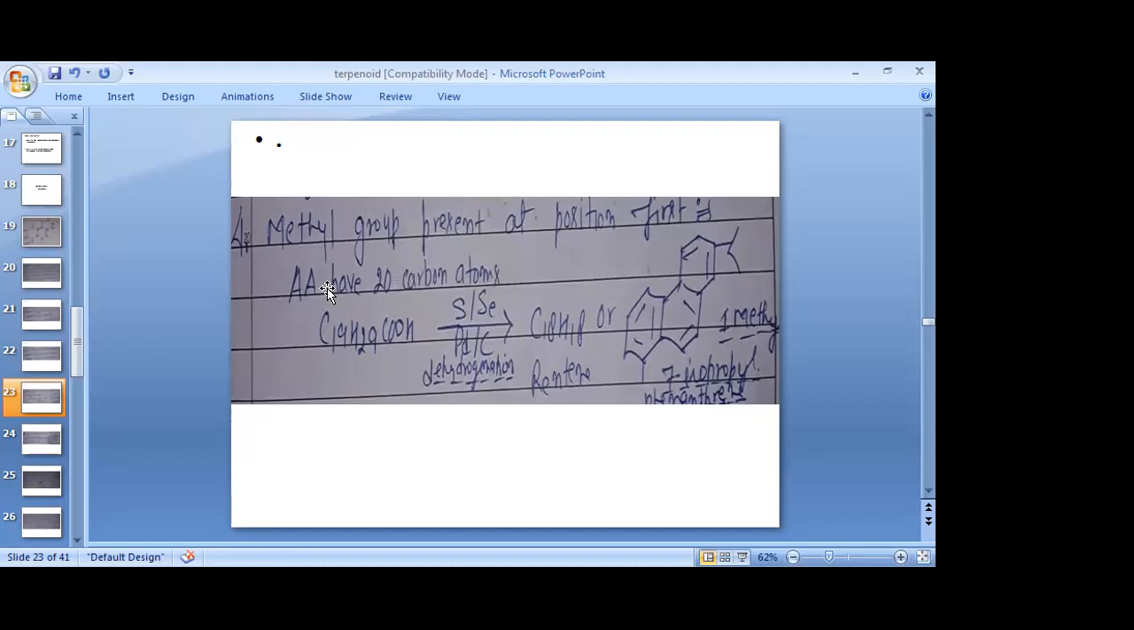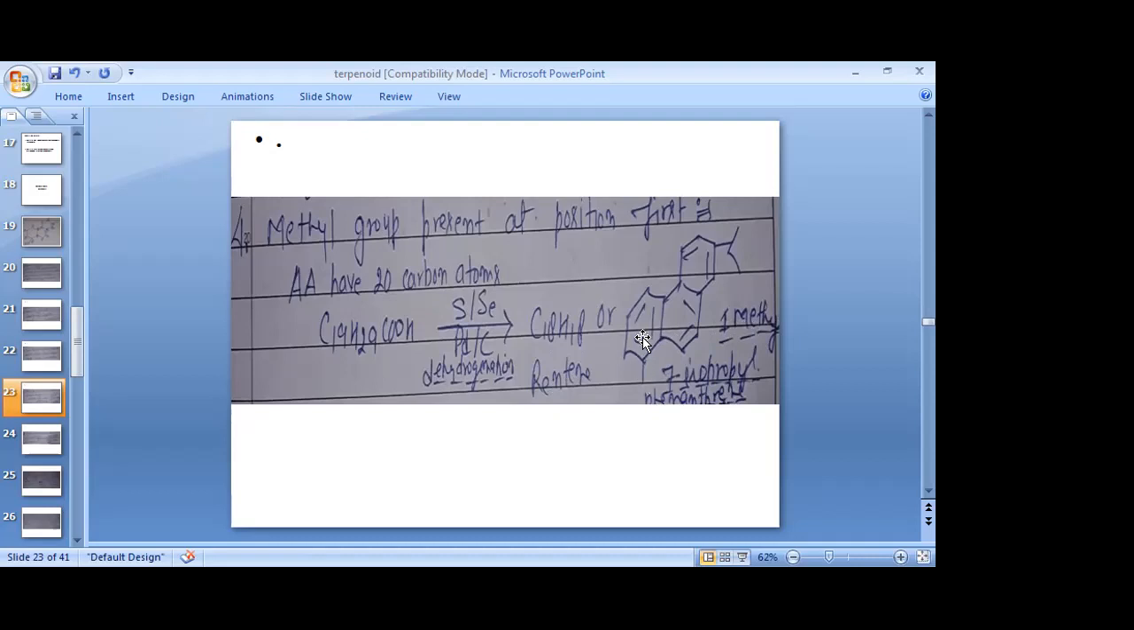You already know abietic acid has 20 carbon atoms, C19 plus one carbon with COOH. It means the number of carbons is 20. In the presence of sulfur, selenium, lead or charcoal, dehydrogenation takes place. After dehydrogenation, your abietic acid converts into retene, or 1-methyl-7-isopropylphenanthrene.